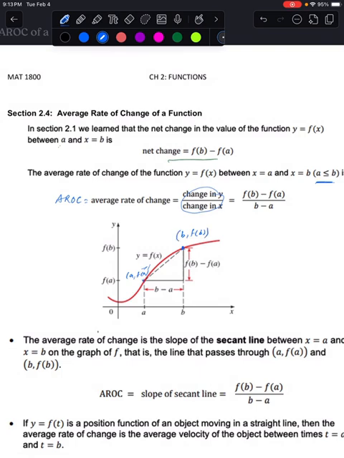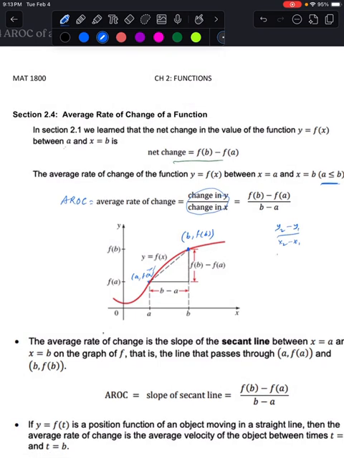So instead of y2 minus y1 over x2 minus x1, which is the formula for the slope of a straight line, we are now writing it in a fancy notation. The y2 is our f of b and y1 is f of a, and we divide by x2 minus x1, where x2 is b and x1 is a. So f of b minus f of a over b minus a. This is the average rate of change, remember, from 2.1.